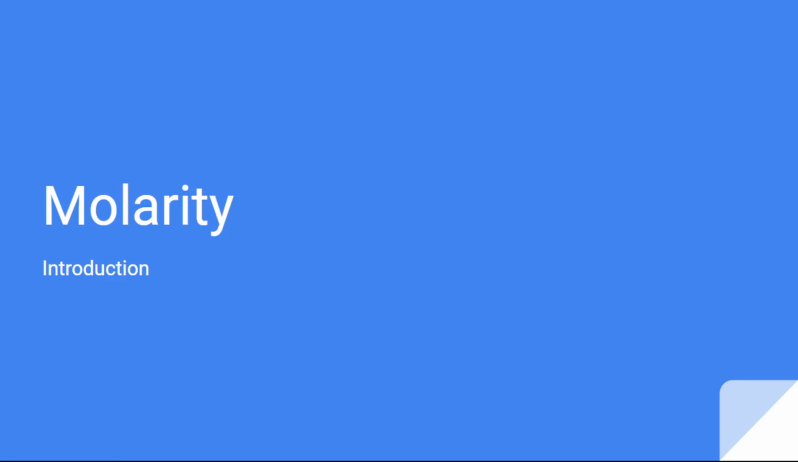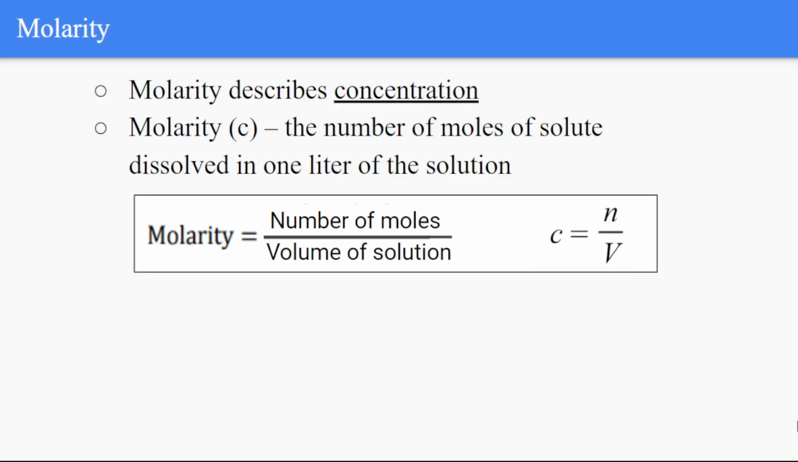In this video, we'll discuss how to calculate molarity. So molarity is the same thing as concentration. Mathematically, it's the number of moles of solute dissolved in 1 liter of solution. The formula is C for molarity, N for the number of moles, V for volume.